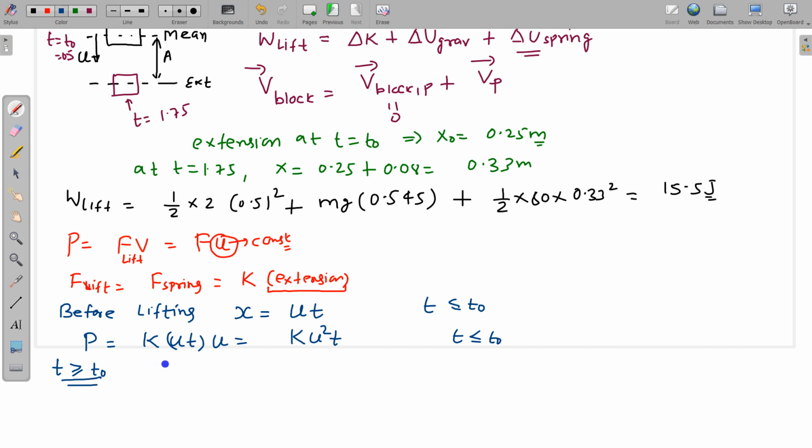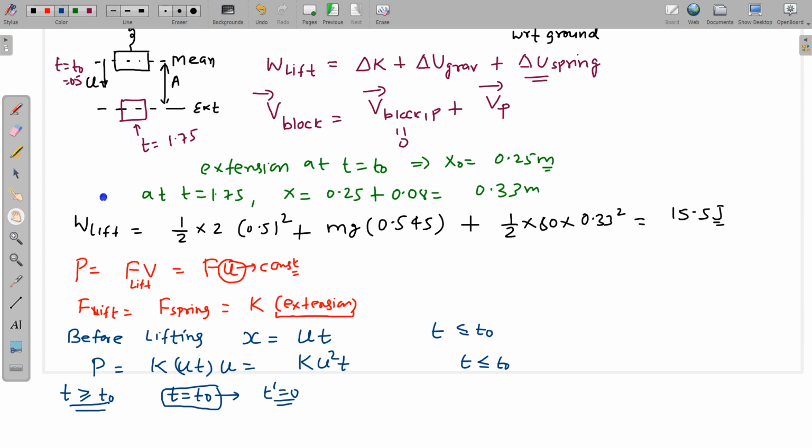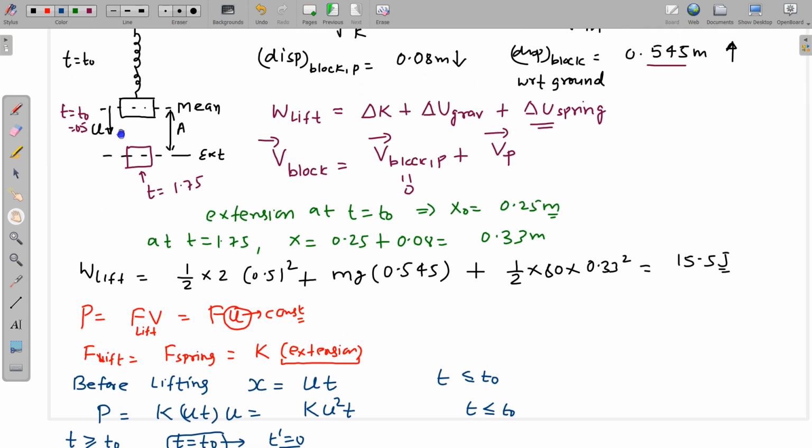Suppose I denote t is equal to t naught. I denote this instant as t dash is equal to 0. Suppose I start a new time coordinate here, which is denoted by t dash. Let us assume that t dash is equal to 0 for simplicity. So I am referring to this particular instant at t dash is equal to 0.